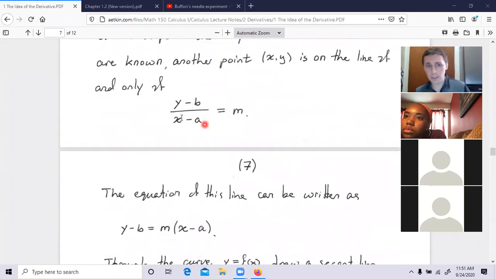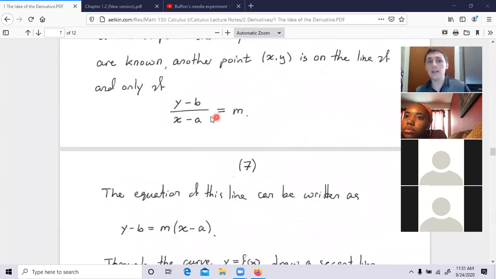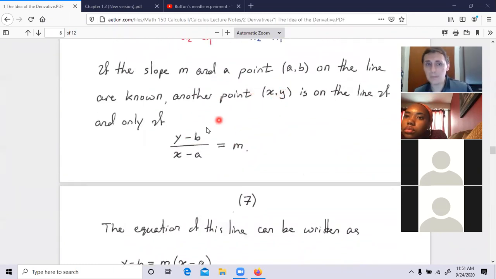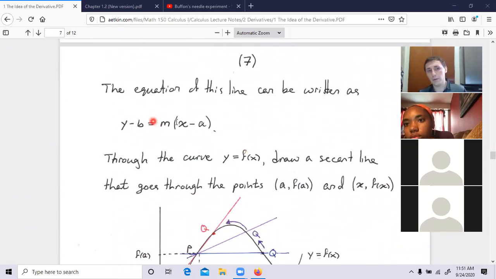So here's the equation. Y minus b, x minus a. If the point ab is given to us and we know that the line has slope m, then the set of all other points can be defined to be y minus b divided by x minus a equals m. In other words, if I use that second point together with the initial given point and I calculate the slope, I will always get m. And that gives me an equation of the form. I can just move it around.